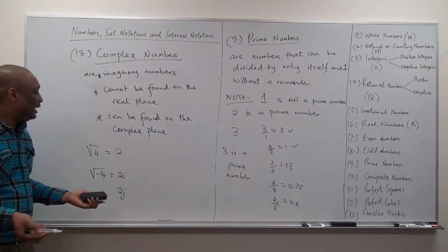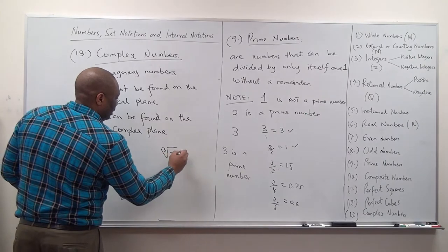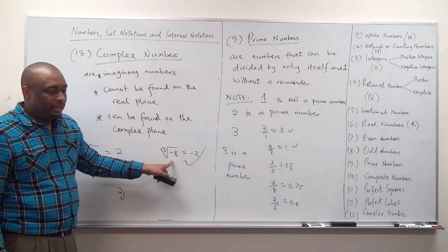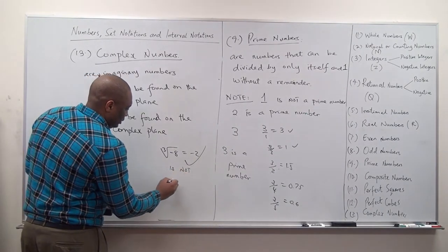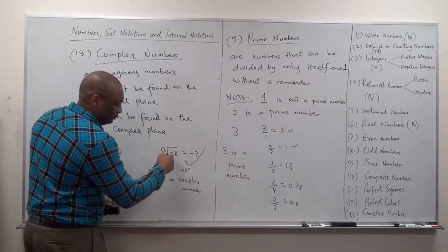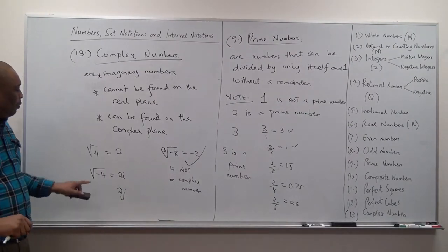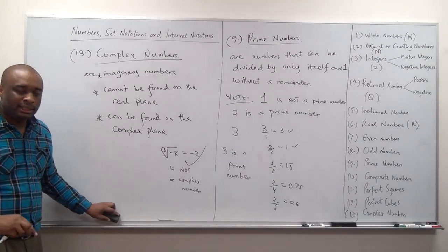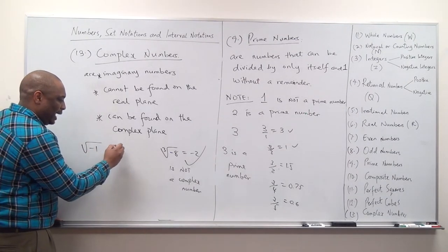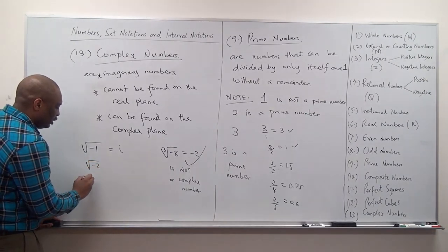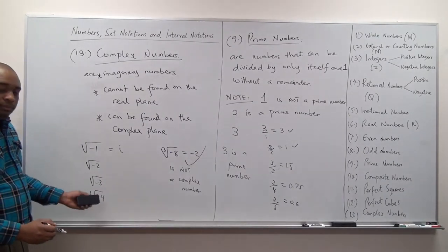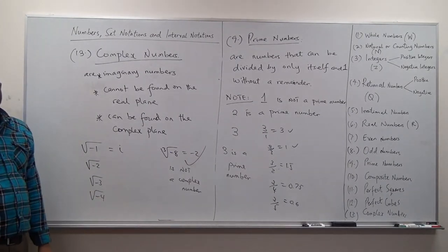Now, when you have the cube root of negative 8, no problem. The cube root of negative 8 is negative 2. This is not a complex number. It is a rational number. But when you have the square root of negative numbers, the square root of negative 1, of course, we refer to this as i. We have the square root of negative 2, the square root of negative 3, the square root of negative 4, and the rest of them. This gives you complex numbers.